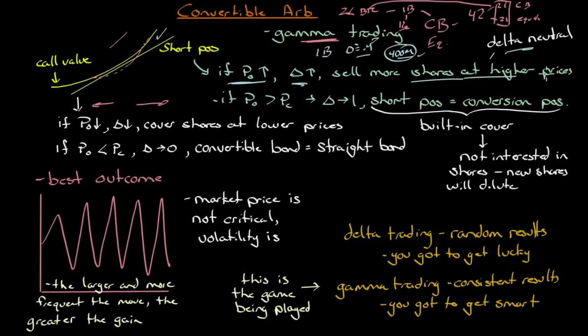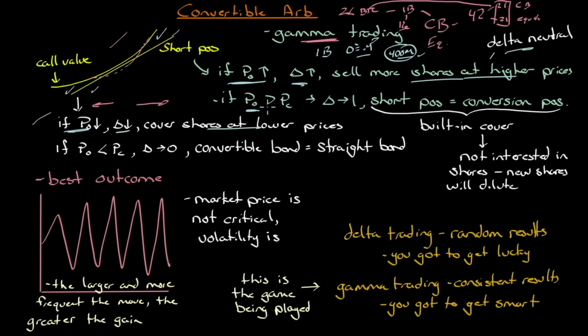Watch what happens when the price goes down. And we'll just jump to that now. If the price drops, the delta will drop. You will cover shares at lower prices. So you'll outperform on the fact that you have convexity, and you'll be covering the shares that you shorted at the higher price at the lower price. Thank you very much.